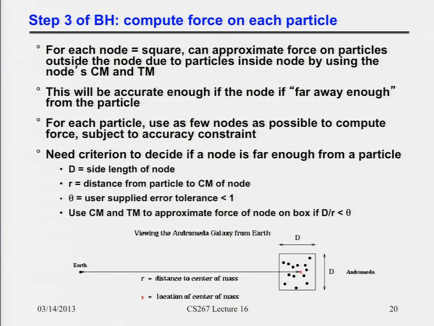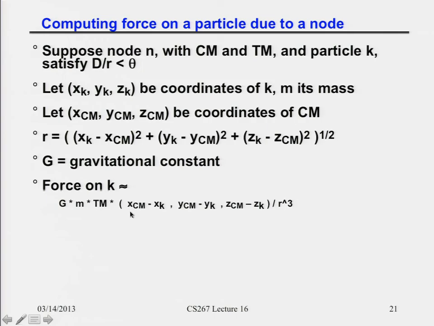Okay, so now let me write down the whole code for how it's going to work. I will start just by writing down the formula on one slide, which is, you know, freshman physics, of the force between two particles due to mass. I'm going to suppose that I'm allowed to use this box because its size divided by distance is smaller than the threshold. I know the center of mass coordinates, I know my coordinates, and I just do the usual inverse square law. I'm going to use this formula on the next slide.